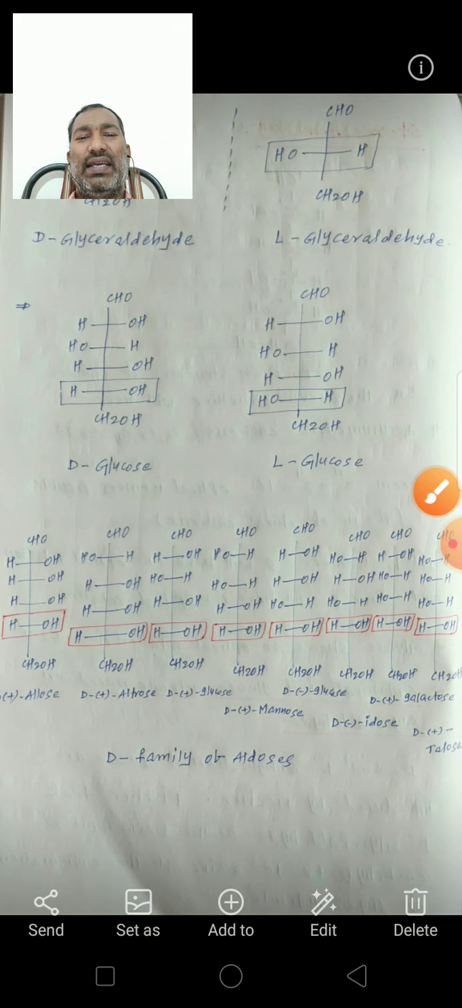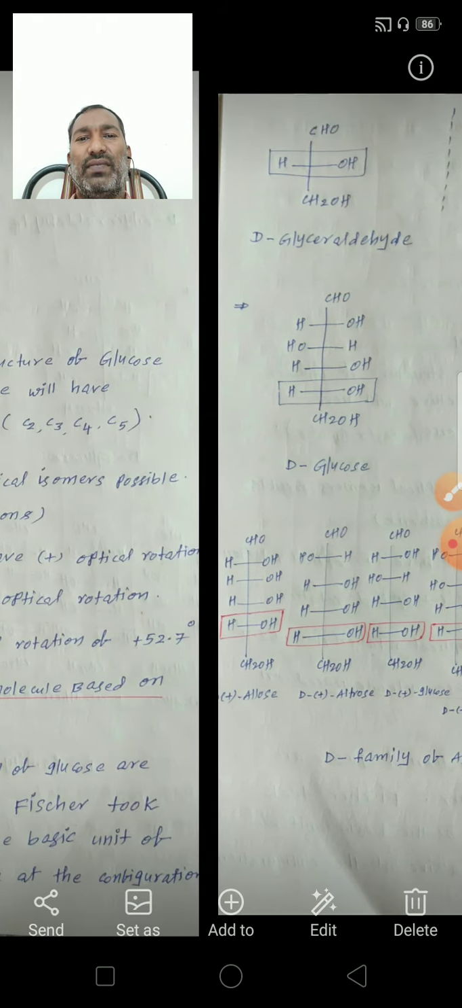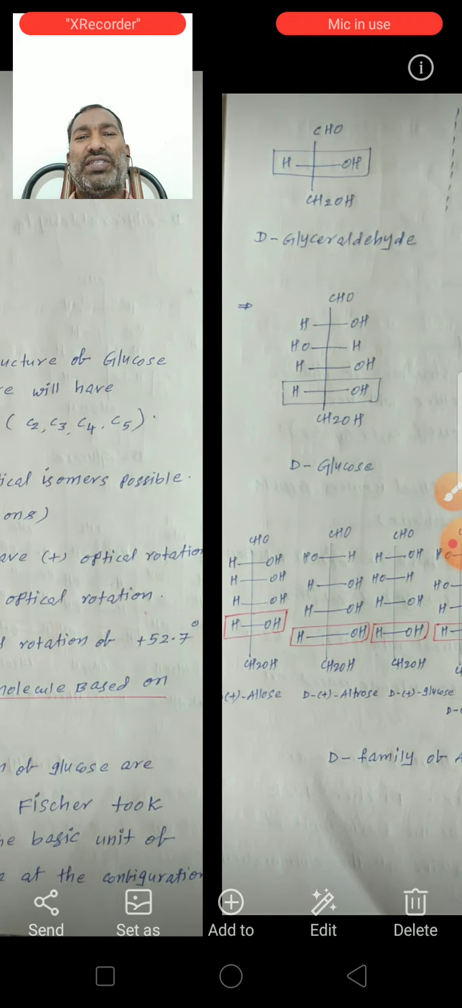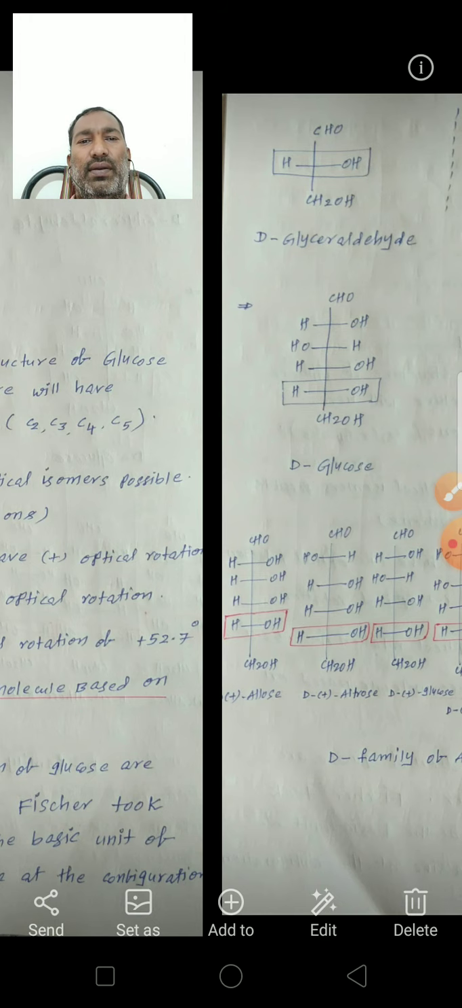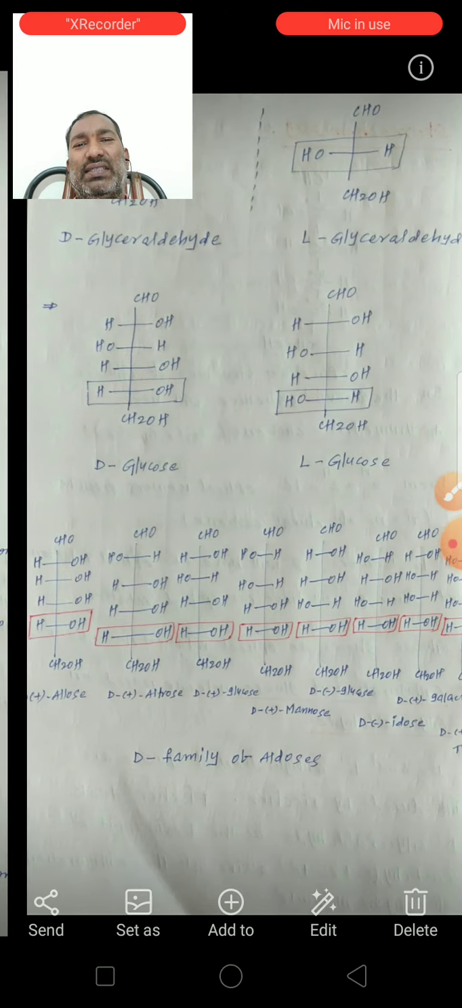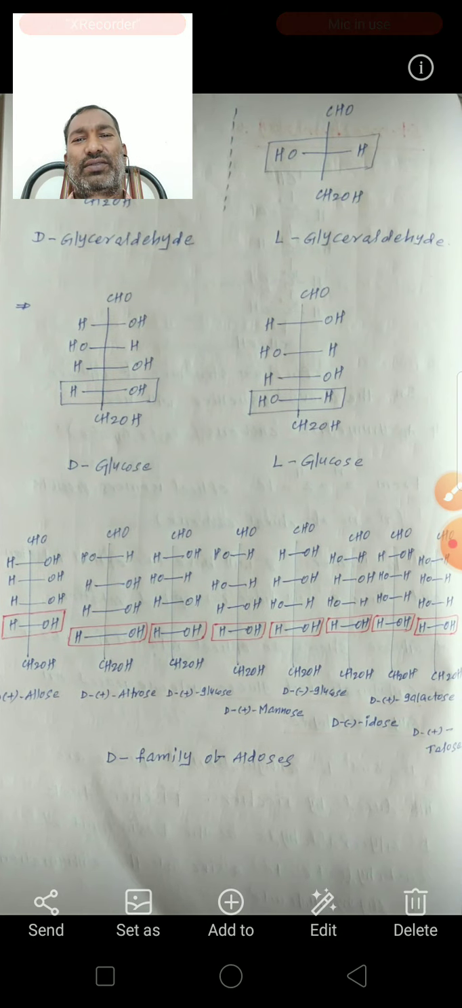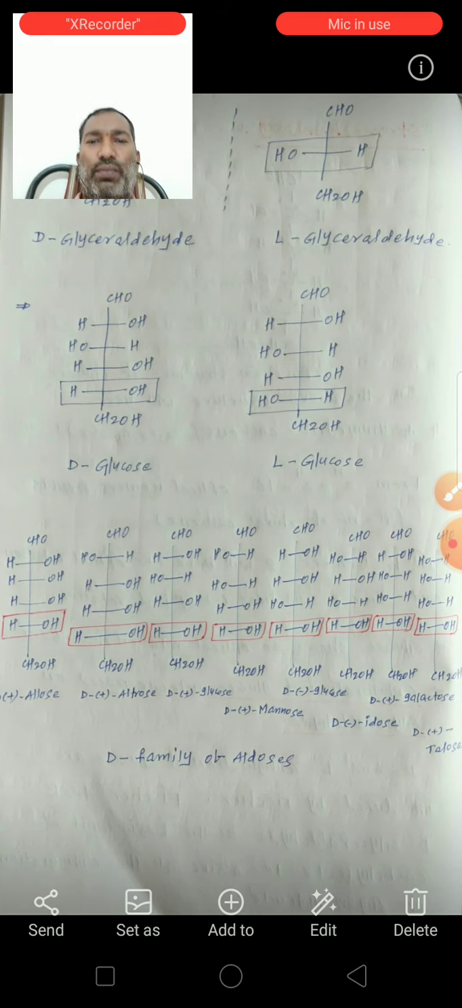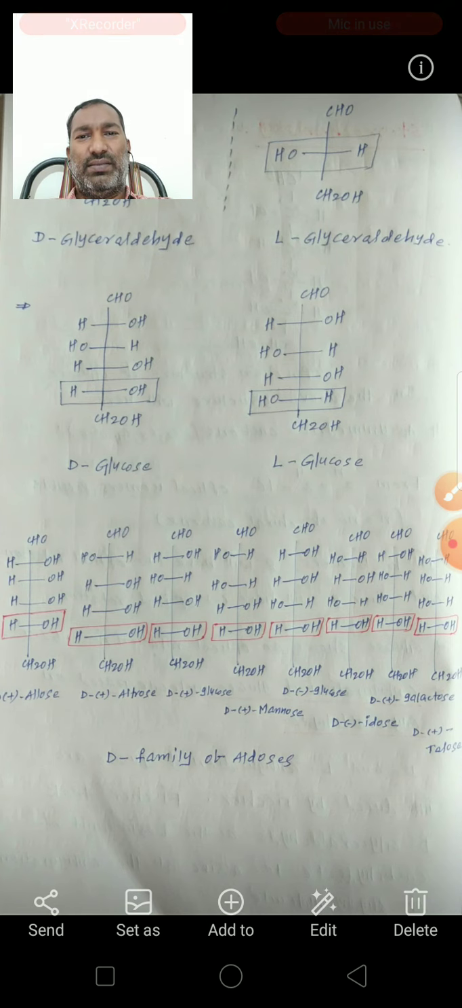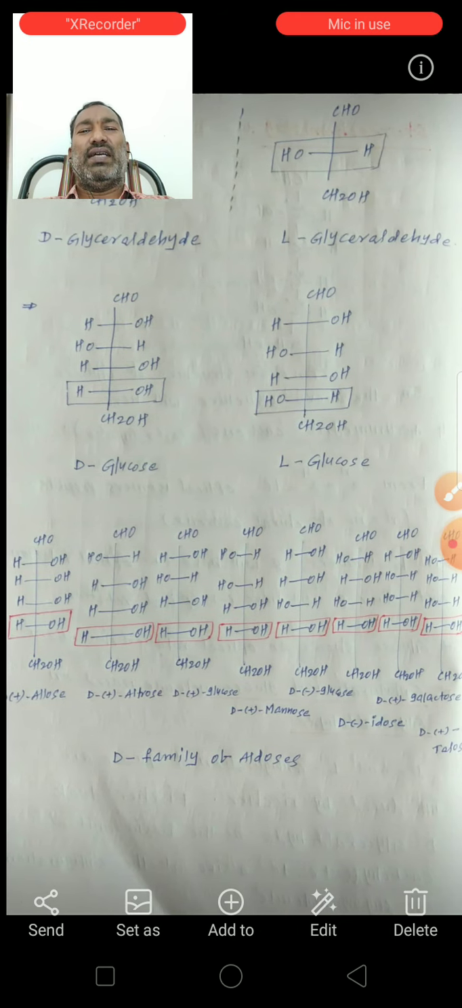In D-glyceraldehyde, the OH on the carbon above CH2OH is on the right side. So this is D-glyceraldehyde. D-glyceraldehyde and L-glyceraldehyde are mirror images. Non-superimposable mirror images are enantiomers.